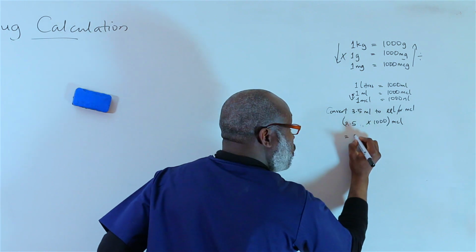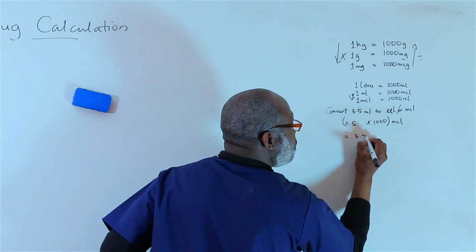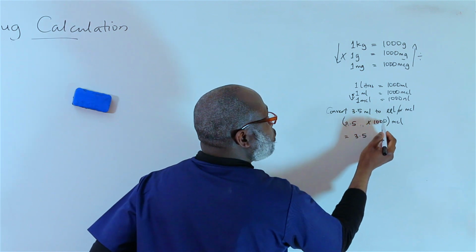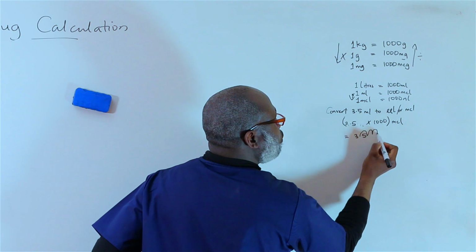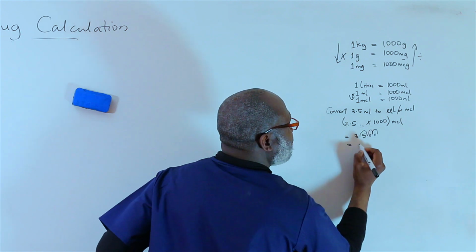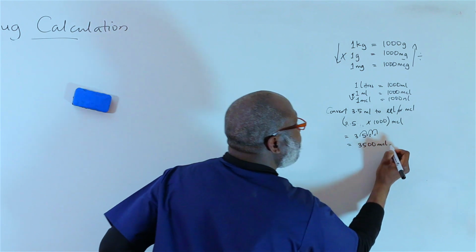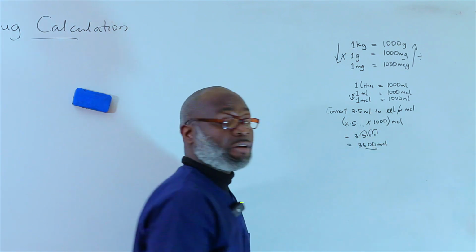You can use your calculator like I said, but me, I'm used to counting the zeros and going forward. So 1, 2, 3. That is 1, 2, 3 zeros. That equals 3,500 microliters. That is the answer for that one.